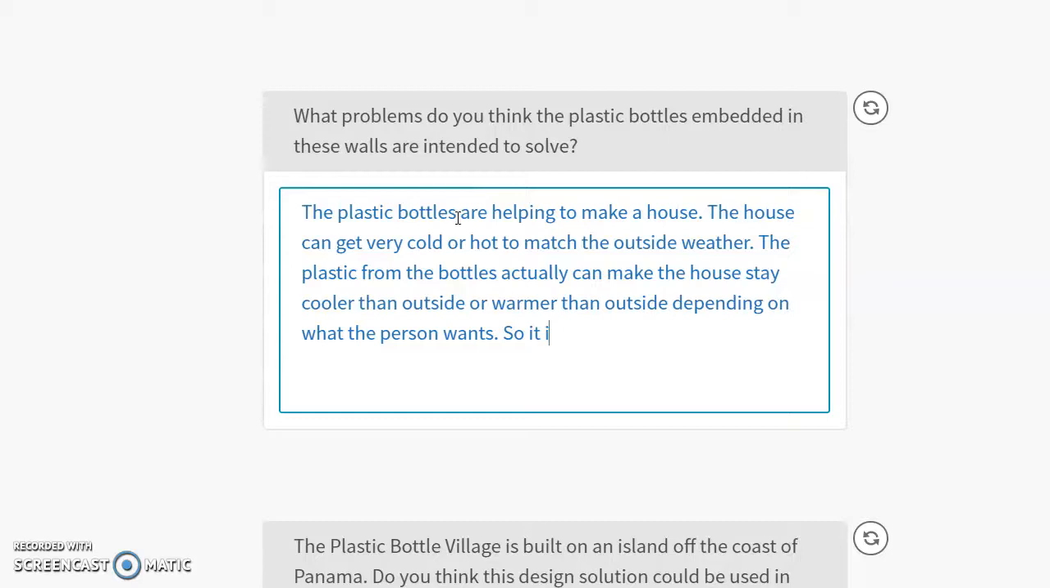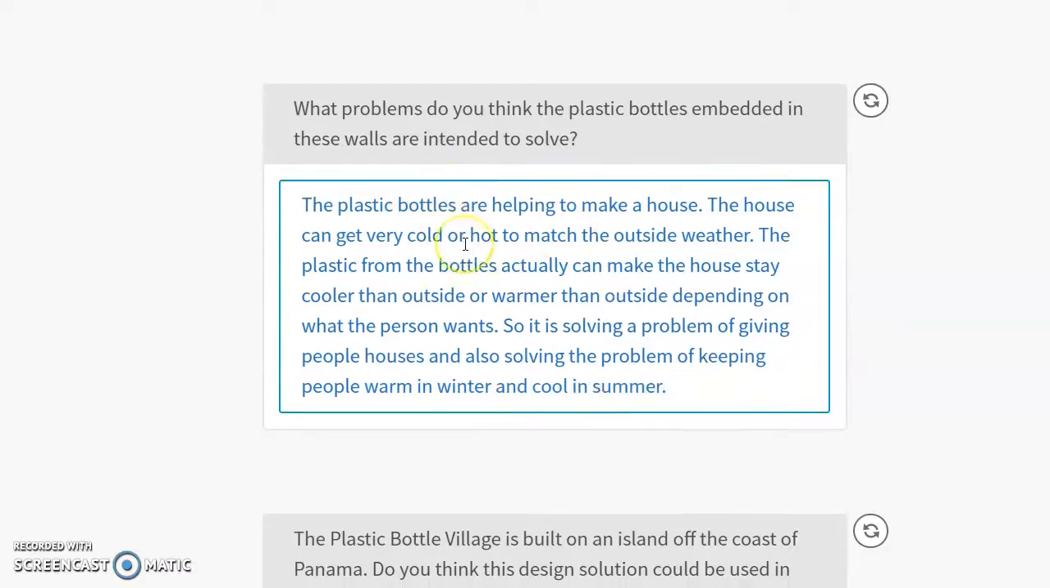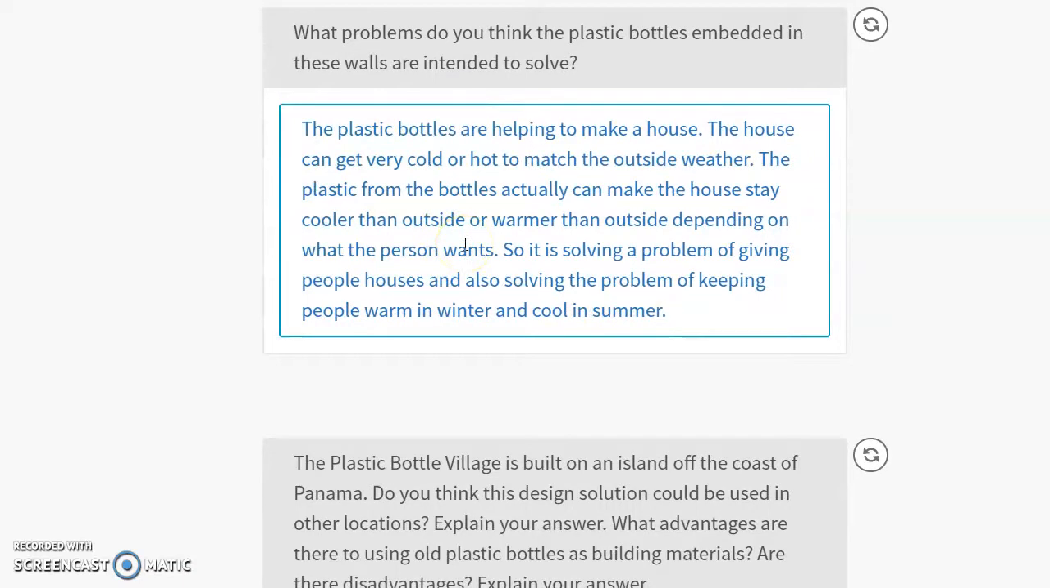So it is solving a problem of giving people houses and also solving the problem of keeping people warm in winter and cool in summer. See, it's solving multiple problems with just some plastic bottles. All right.